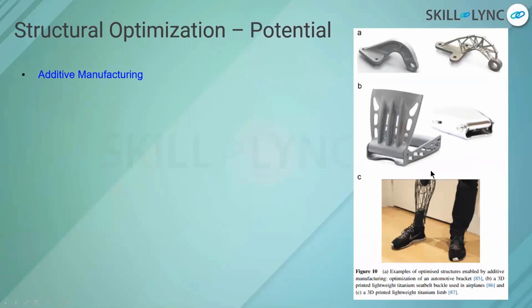And the other example is the seat belt. And the bottom example shown here is a 3D printed lightweight titanium limb, so a kind of frame for the leg. So these are the type of products that can be achieved by doing optimization and using the proper approaches of optimization.